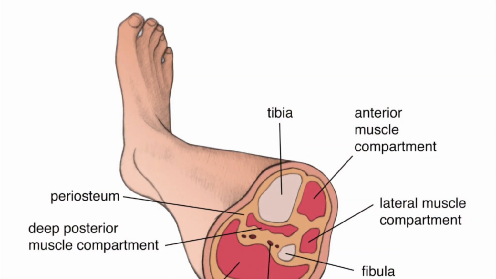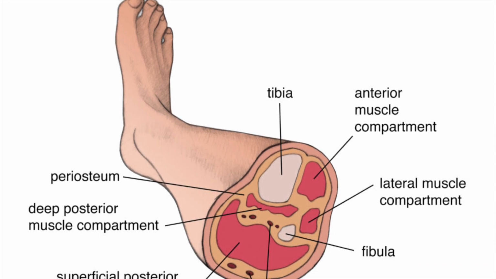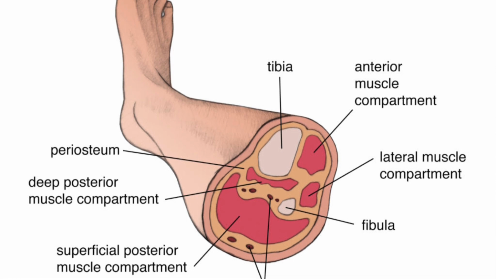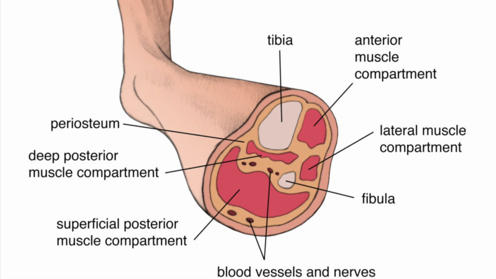In the lower leg, there are four compartments: the anterior, lateral, deep posterior, and superficial posterior compartments. The bones of the lower leg, including the tibia and fibula, the interosseous membrane, and the anterior intermuscular septum, are the borders of the compartments.